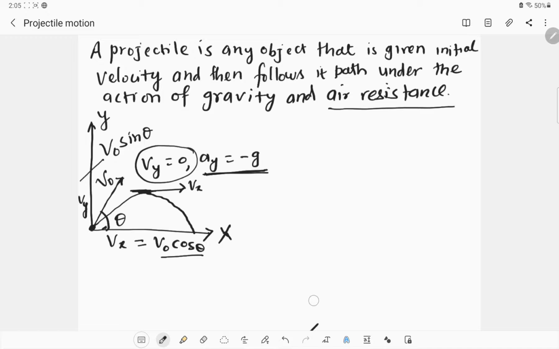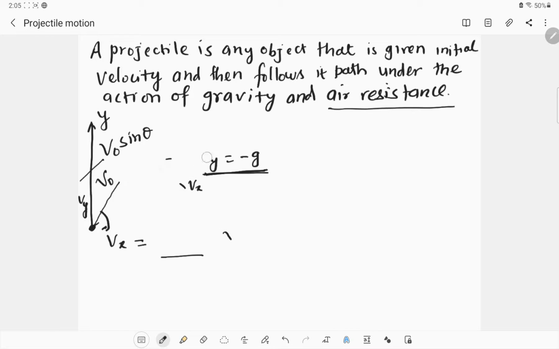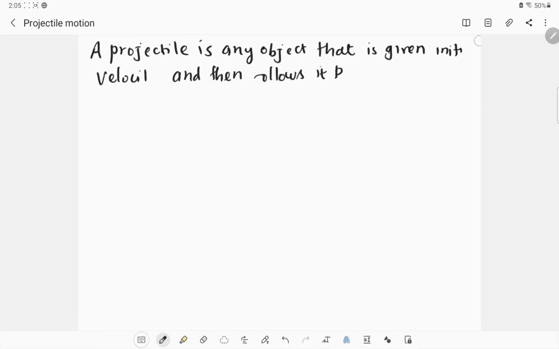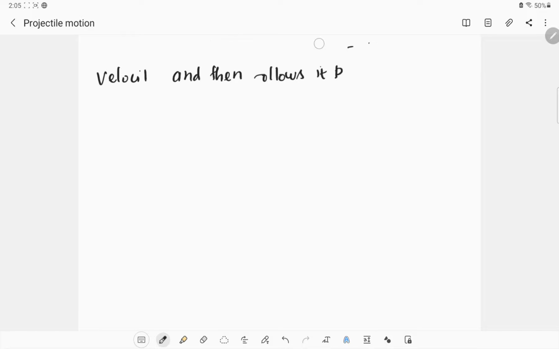Those things are the maximum height that the projectile could attain, that is one. The second thing is the maximum time, that is the time spent by the projectile in the air.